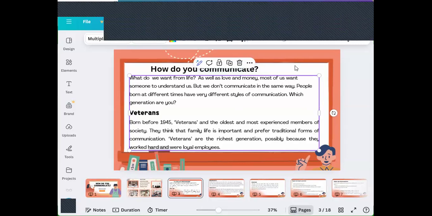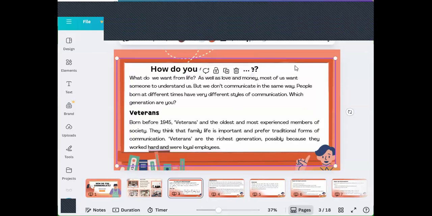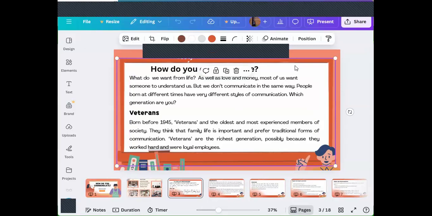How do you communicate? The first sentence is: what do we want from life, as well as love? Many or most of us want someone to understand us. But we don't communicate in the same way. People born at different times have many different styles of communication. So this time, which kind of generation are you? All right.